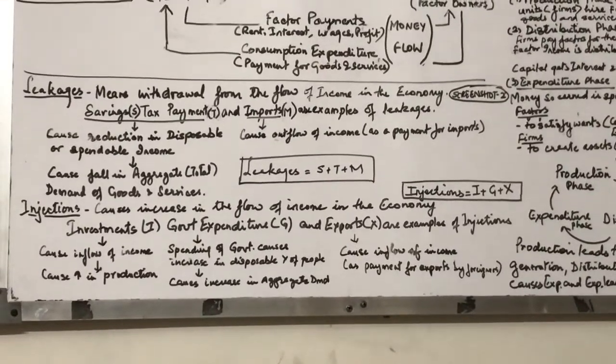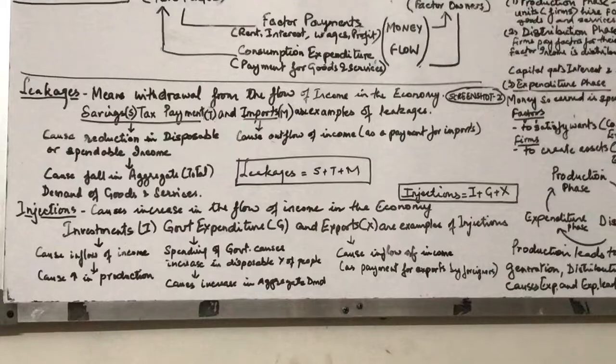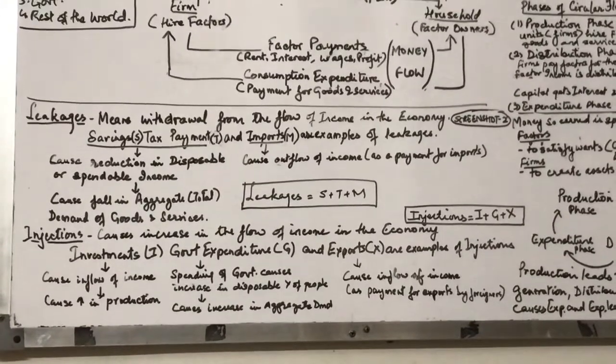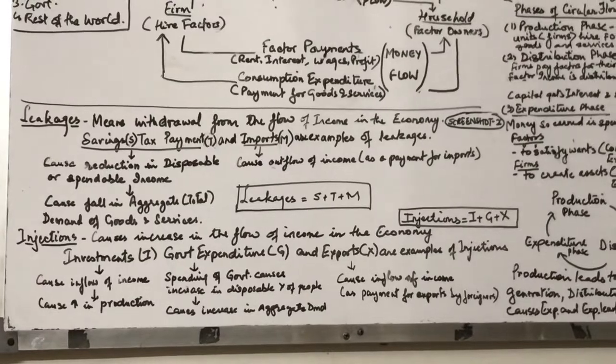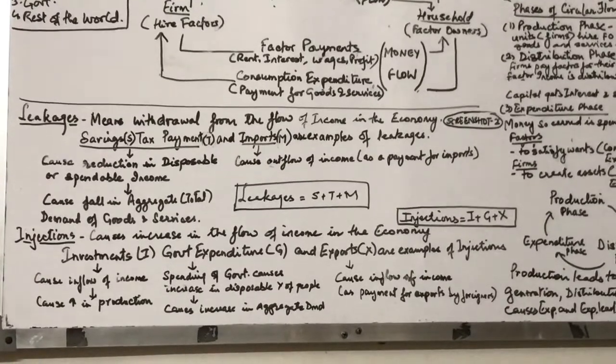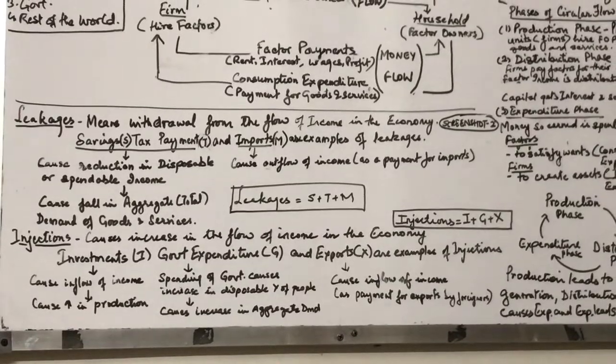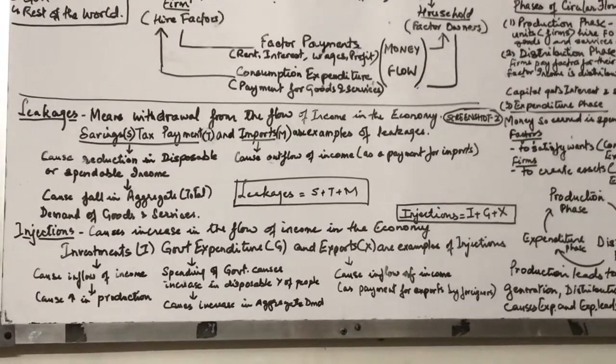Which leads to the outflow of income and which leads to the inflow of income. First of all, let's define it. Leakage means withdrawal from the flow of income in the economy. Savings, tax payment and imports are examples of leakages.